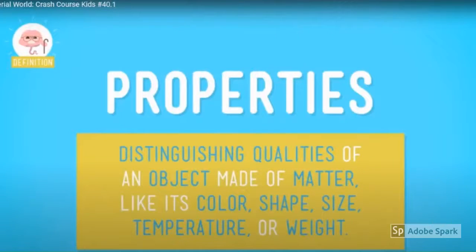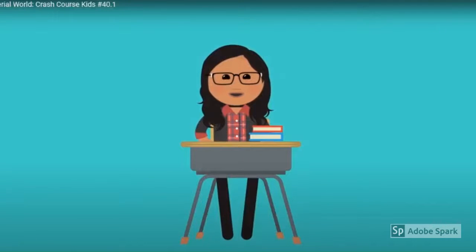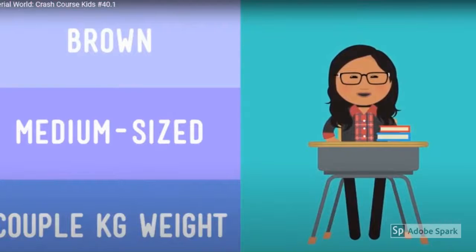Properties are... anybody? Anybody. Okay, fine, I'll remind you. Properties are the qualities of a certain kind of matter, like its color, shape, size, temperature, or weight. So, properties help describe materials. For example, this desk is an object made of matter, so it's made of a material. It's brown, medium size, weighs maybe a couple of kilograms. Those things I just listed are the desk's properties.